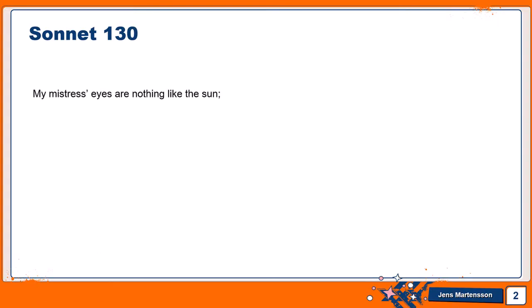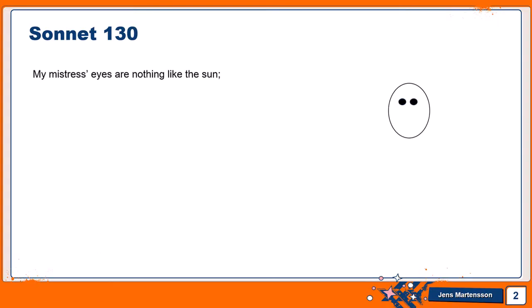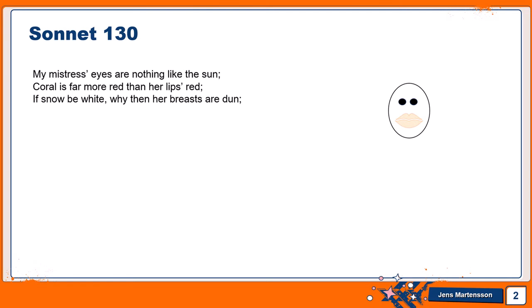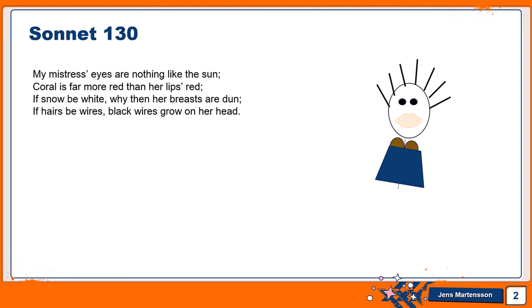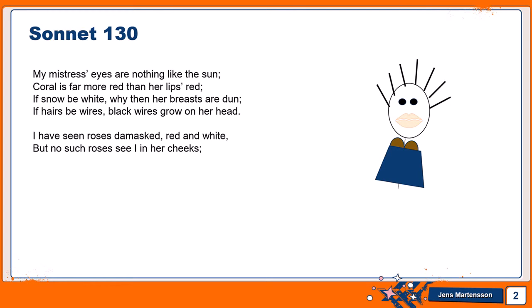Let's read the poem. My mistress' eyes are nothing like the sun. Coral is far more red than her lips red. If snow be white, why then her breasts are dun. If hairs be wires, black wires grow on her head. I have seen roses damasked red and white, but no such roses see I in her cheeks.